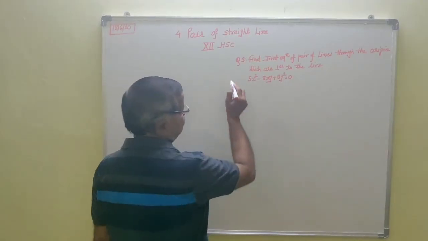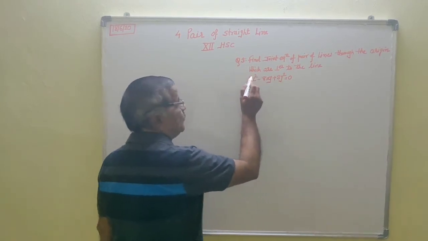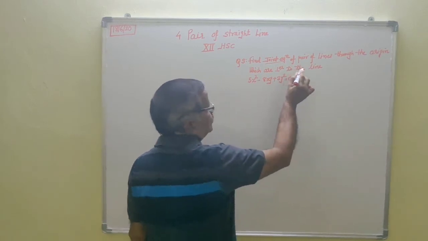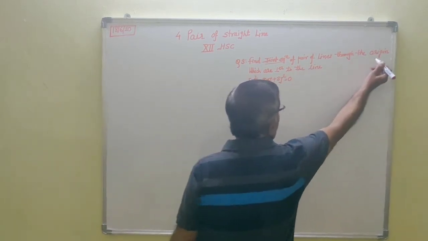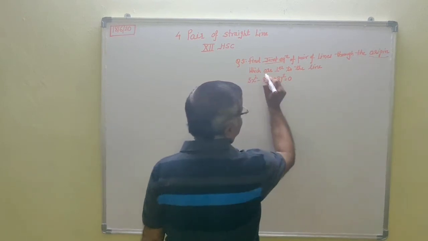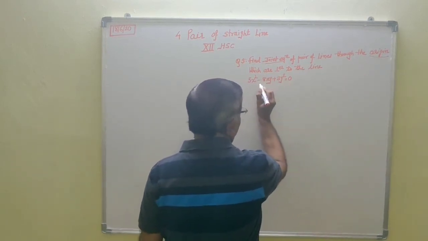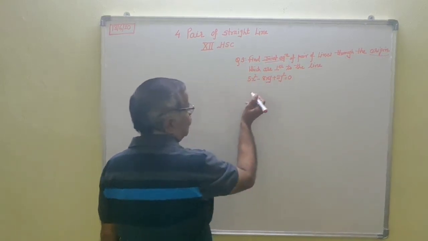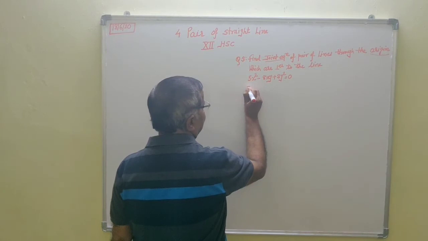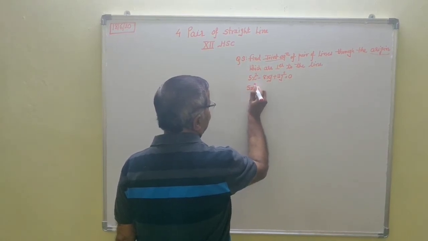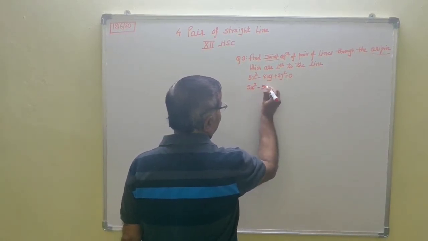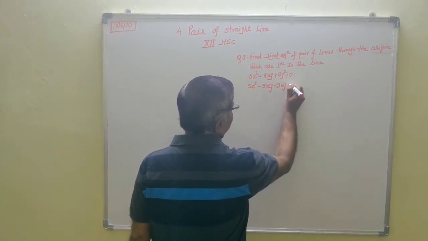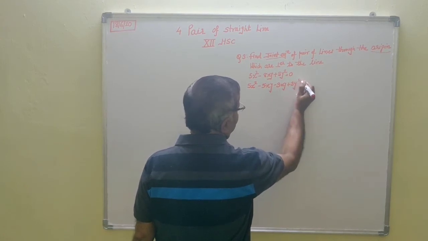We are going to question number 3. In question number 3, you have to find the joint equation, meaning you must know the two equations for the pair of lines passing through the origin, which are perpendicular to the given lines. So I will solve this by middle term splitting. What will come here? 5x square minus 5xy minus 3xy plus 3y square is equal to 0.